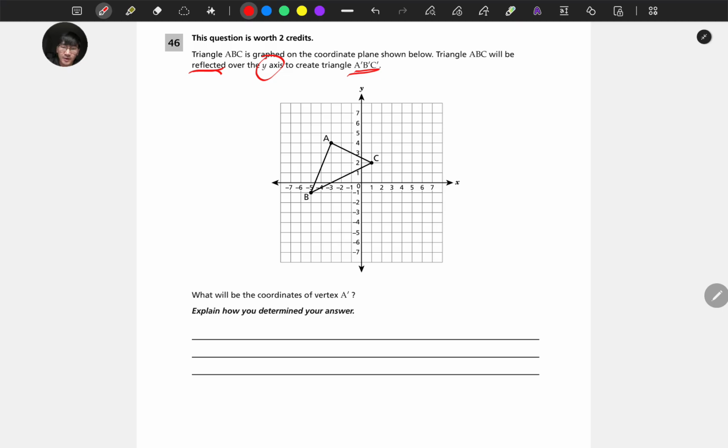And they're asking you to find the coordinates of A prime. So this is testing your knowledge on how to reflect over lines, okay? In high school geometry, the two most common lines to reflect over are the y-axis and the x-axis. When you think about reflect, I like to think about this as fold, okay? You fold.